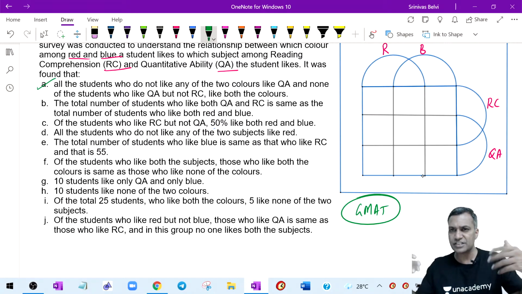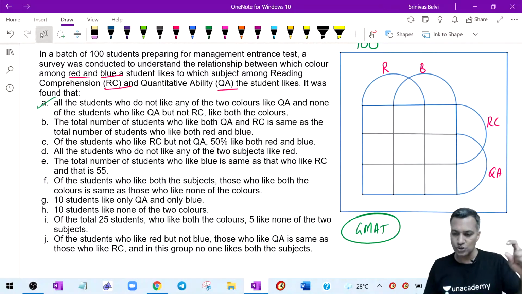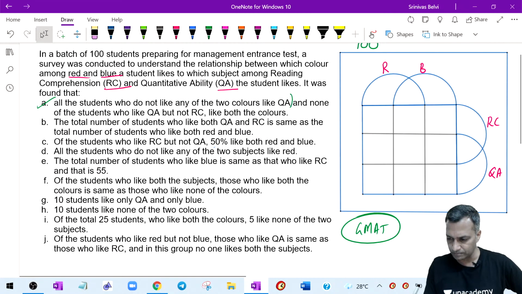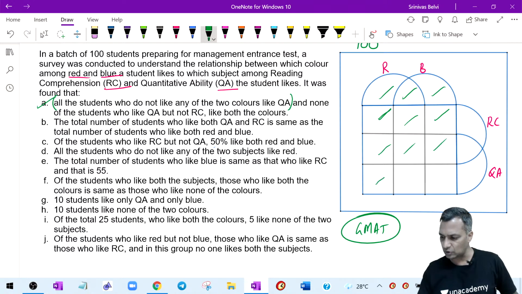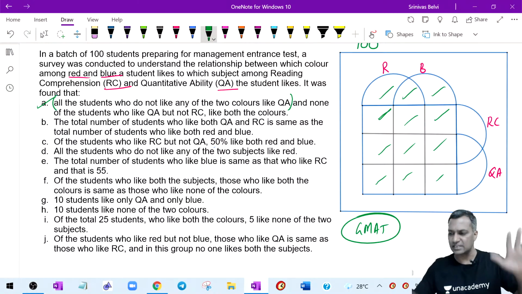Because it is a generic statement, let me try to understand what these statements are all about. All the students who do not like any of the 2 colors, like QA. Let me stop you, because "and" is adding another parameter there. Who do not like any of the 2 colors? Look here, they like a color. All these fellows, 12 cells, like a color.